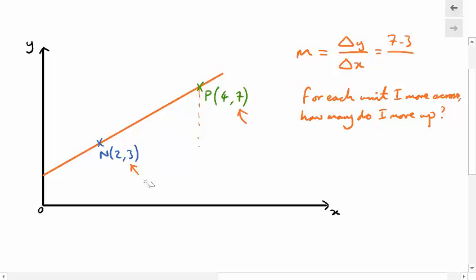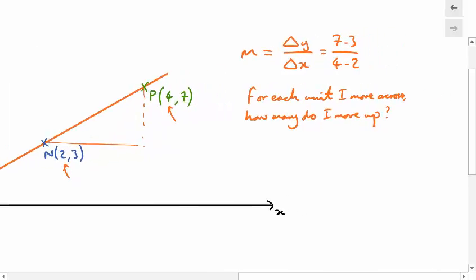So what's my change in x? Well, I'm starting at my N, which has an x coordinate of 2, and I'm moving across to my P, which has an x coordinate of 4. So you're happy then, the difference between 2 and 4 can be represented like this, 4 minus 2. So if I then calculate that, 7 minus 3 is 4, and 4 minus 2 is 2.